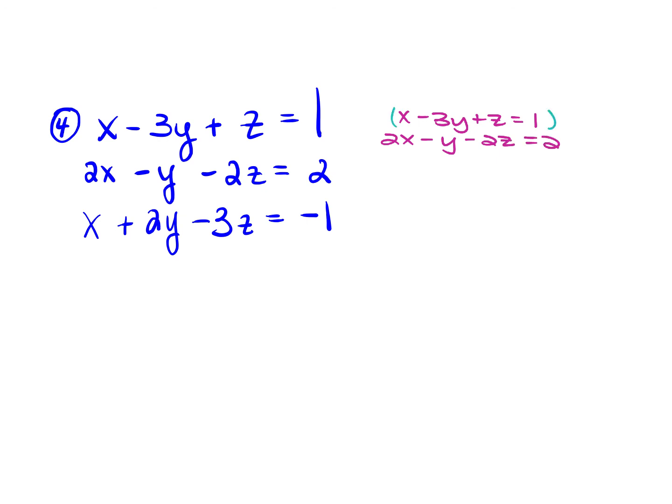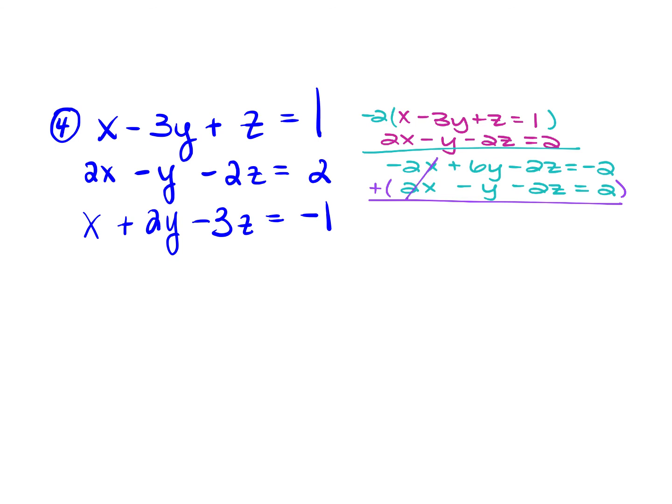I'd multiply the top by negative 2 to cancel out your x's. It's going to give you negative 2x plus 6y minus 2z is equal to negative 2, as well as 2x minus y minus 2z is equal to 2. We're going to add these. Your 2x's cancel. 6y minus y is 5y minus 4z is equal to 0. So again, this is your new number 1.